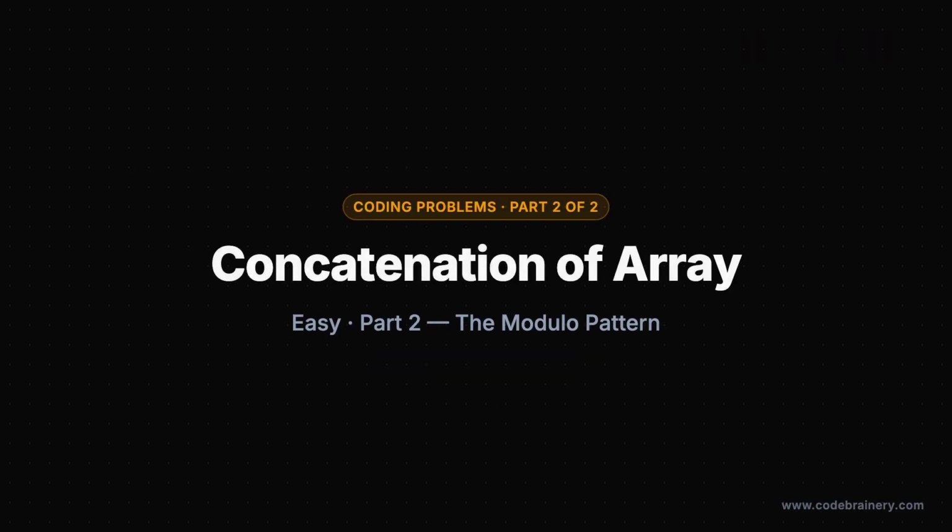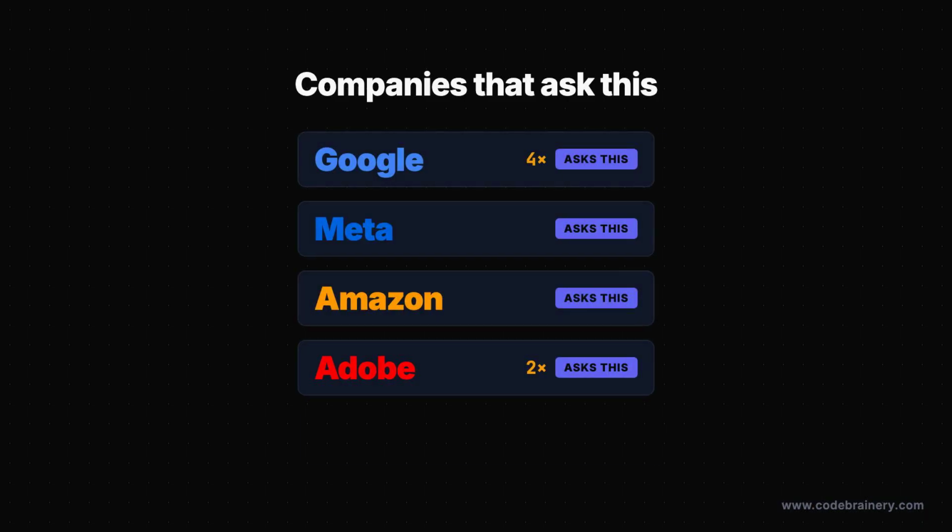Concatenation of array. Part 2, the modulo pattern. Same problem as Part 1, asked at Google, 4 times on record. Meta, Amazon, Adobe, OpenAI all on record too. Today's version is the elegant one, the one interviewers actually want to see.